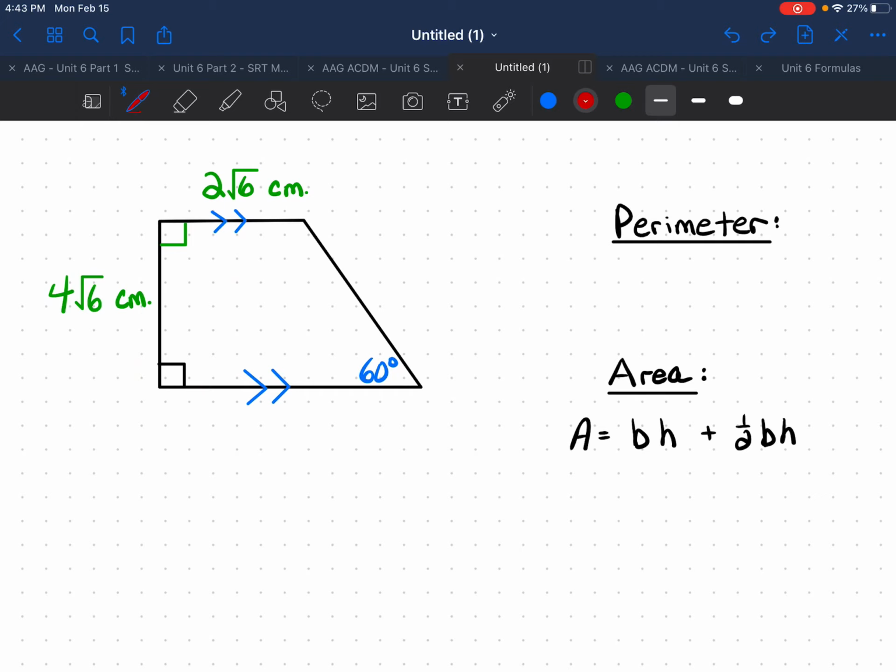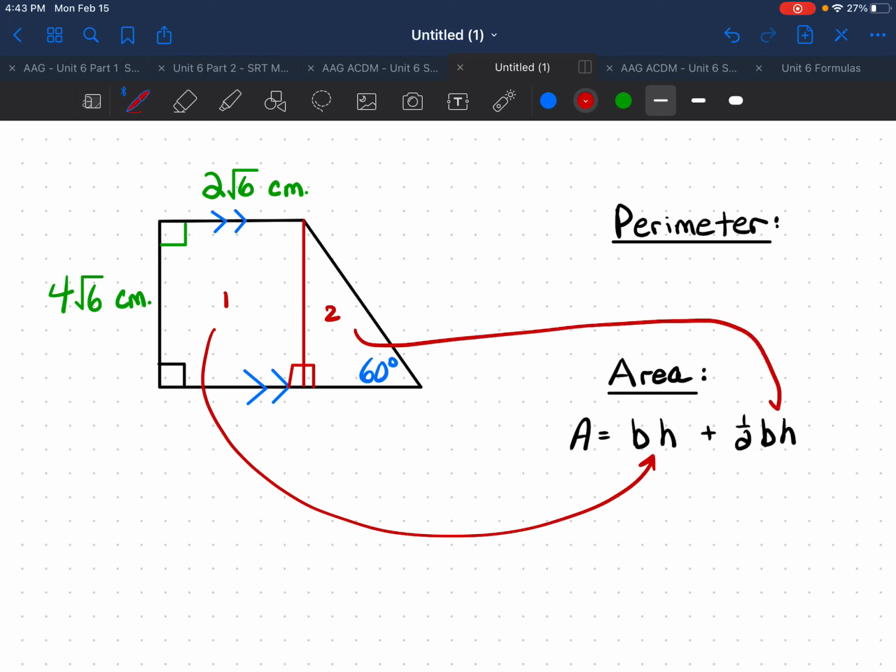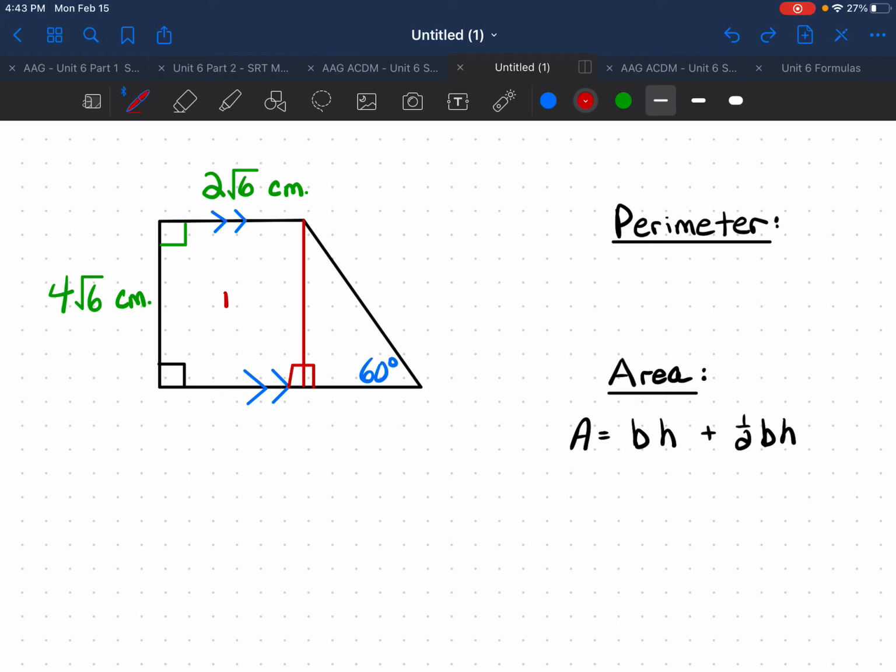What I'm going to do is draw my height right here. Once again, just like we've done in the last couple of videos, I'm going to split up my whole figure into 2. Figure 1 will be the rectangle, in which area equals base times height. Then figure 2, or part 2, will be the right triangle, which is 1/2 base times height. So the first thing I wanted you to see was the setup. That's our game plan.